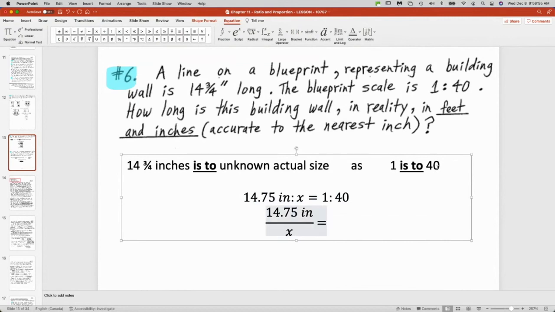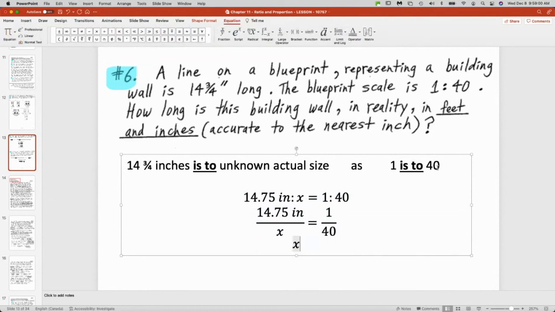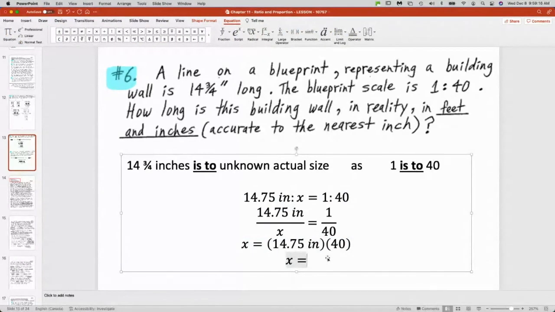So we have that, and then we have 1 over 40. So yes, indeed, you do cross multiply, you get x. Notice that I left the inches in the question, in the actual algebra. And then here you have 14.75 inches by 40. There you go. So we end up with 14.75, and you get 590. Thank you, Nicolas.